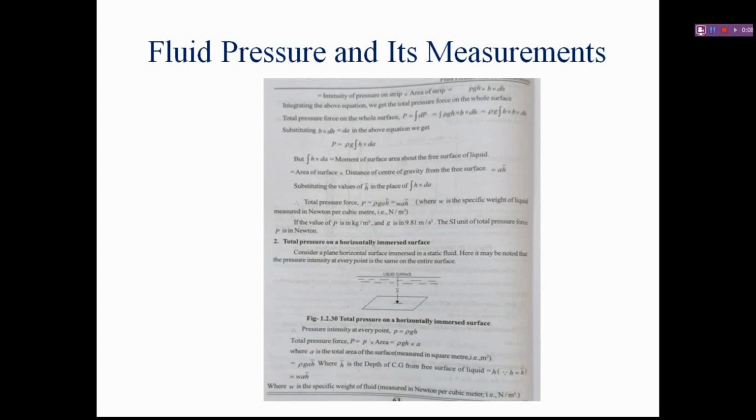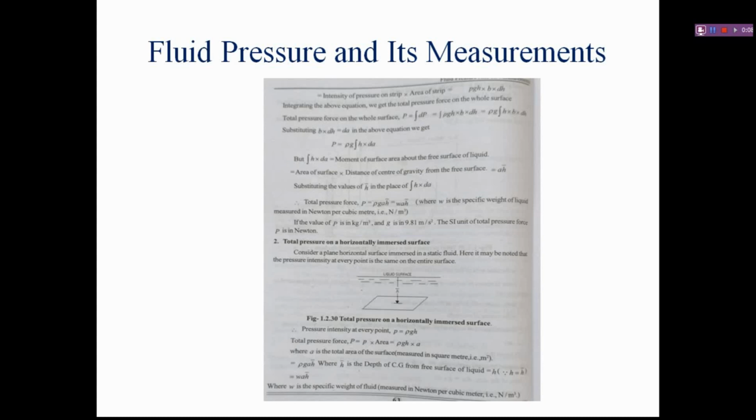Substituting the value of h bar in place of integral H into dA, we will get the total pressure force P is equal to, it is total pressure force. We have to keep in mind it is pressure force. P is equal to rho G into integral H into dA, which is A into h bar, because the area of surface and distance of center of gravity is A h bar. So rho G h bar A, but we know that rho G is equal to W. W is the specific weight of the liquid.